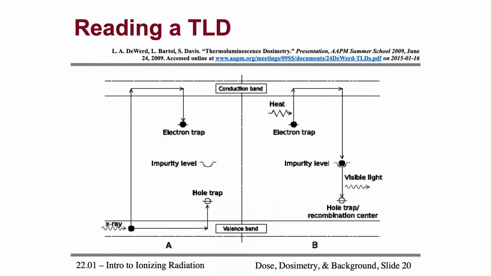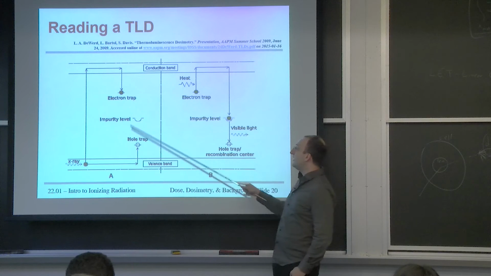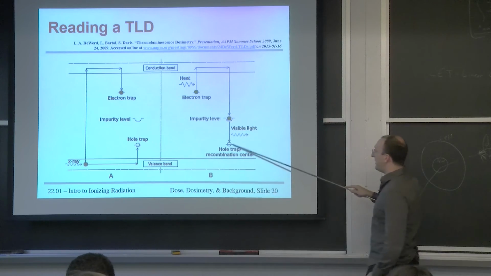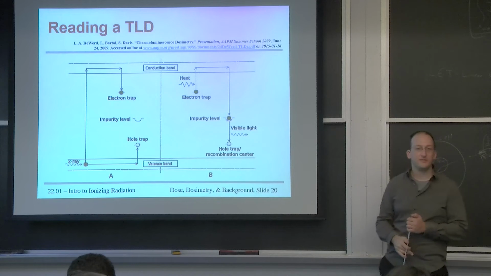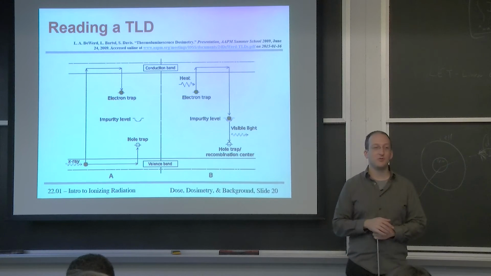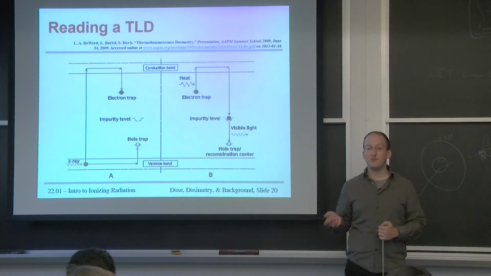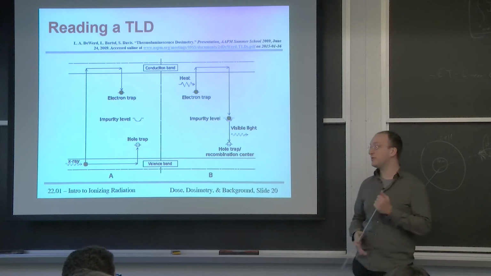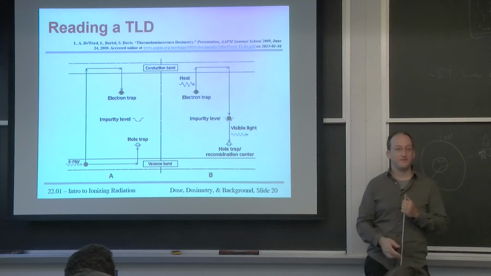When you read a TLD, you use this fancy machine. All it does is heat it very carefully and allow the electrons that are trapped at a higher energy to jump back down, emitting visible light. That's it. We've seen this process before. What happens after the photoelectric effect? Electrons fall down in energy and release light in the form of X-rays or visible light. Same thing.